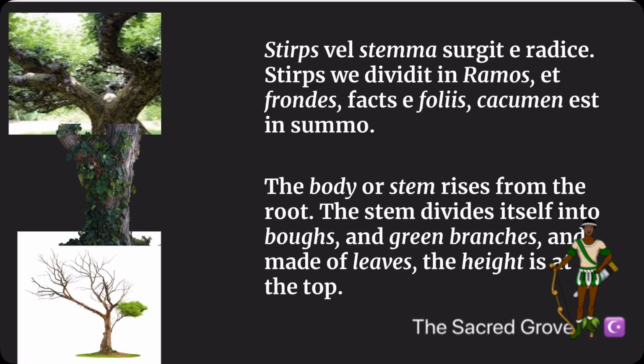What else? Stems divided into boughs. Frondes. Et facit e foliis. So let me go over that again. Stirps vel stemma surgit e radice. Stirps dividit in ramos et frondes facit e foliis. Cacumen est in summo.